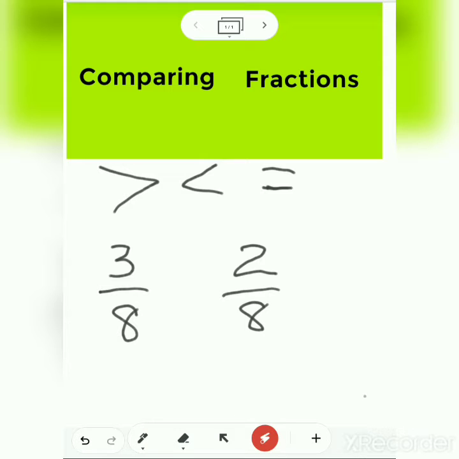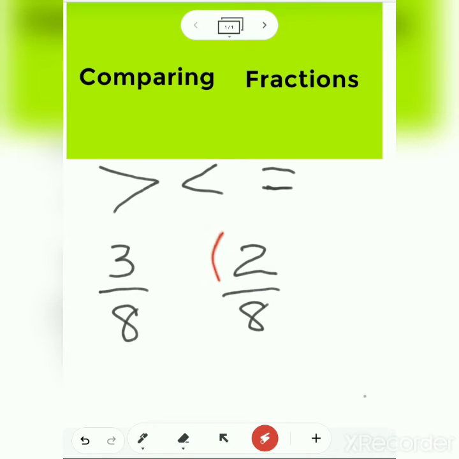Now, what is the first thing that you noticed about this? We can see that the denominators are the same. So we are comparing two like fractions. They are called like fractions because their denominators are the same. Now, when the denominators are the same, what we need to do is to use our numerators to make the comparison. So we have 3 and we have a 2.